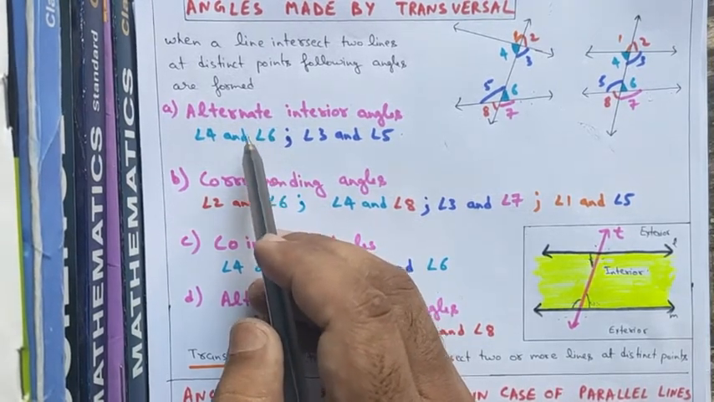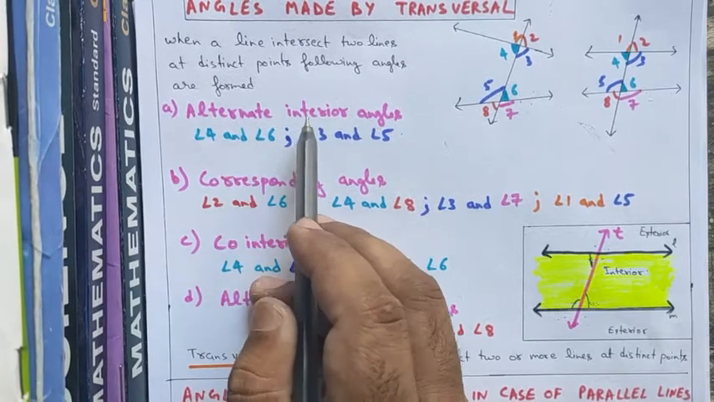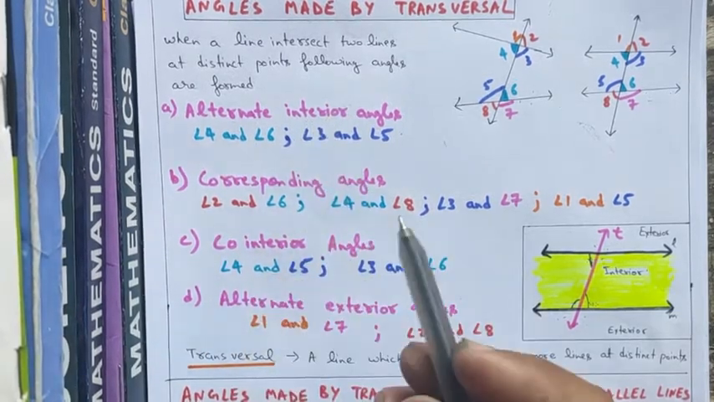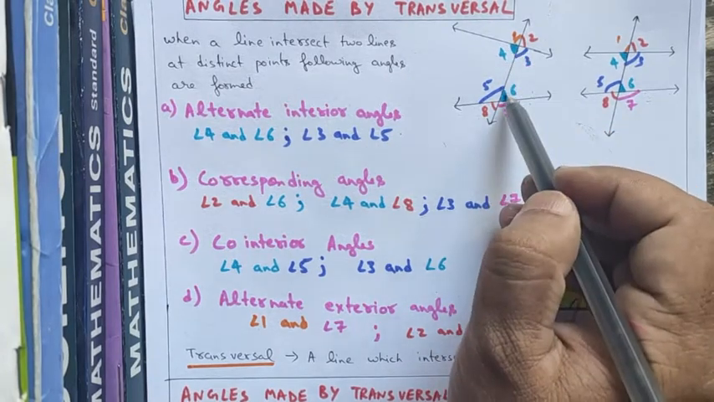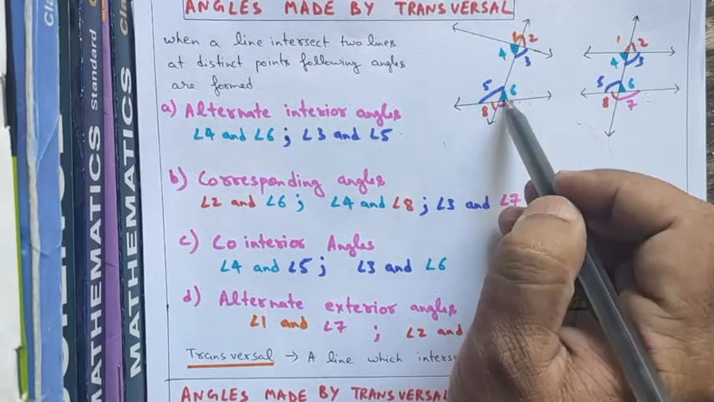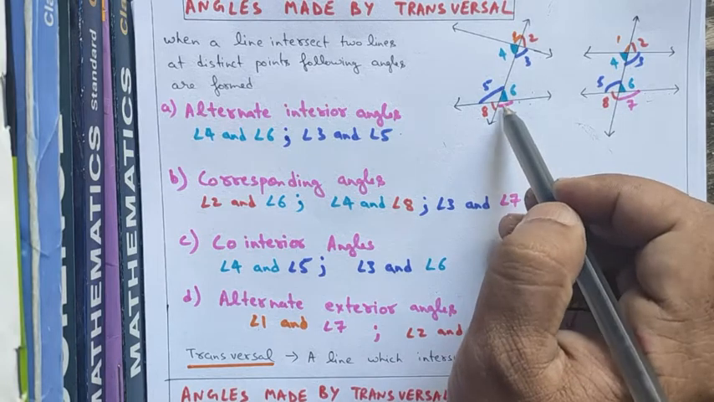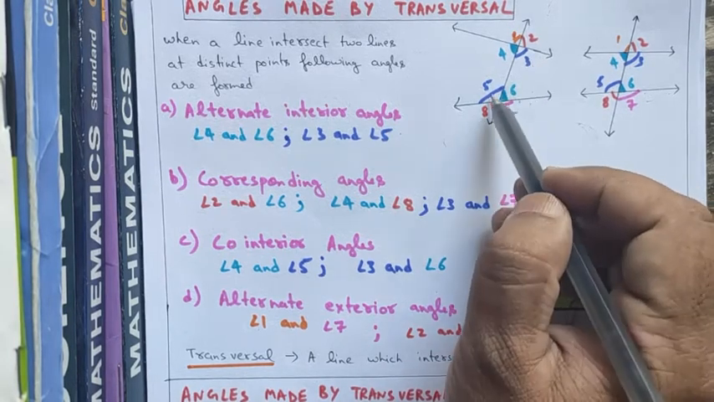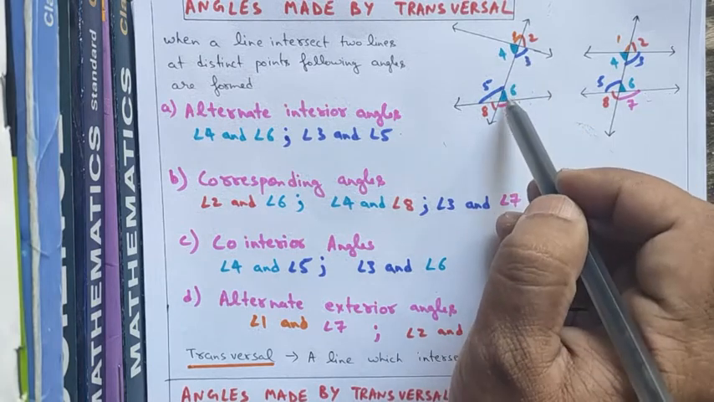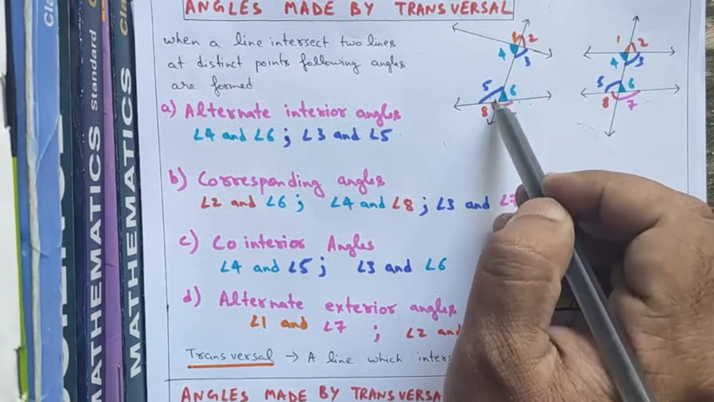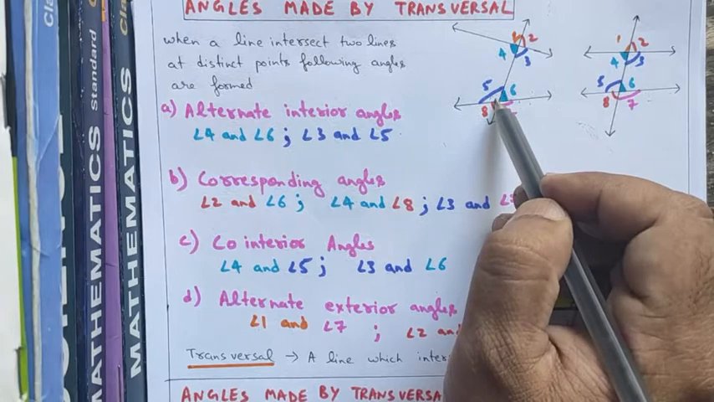First category of angles are alternate interior angles. As we have discussed, angle 4 and angle 6 is one example of alternate interior angles. Angle 3 and angle 5 is the other. Only two pairs of alternate interior angles exist when a transversal intersects two lines.